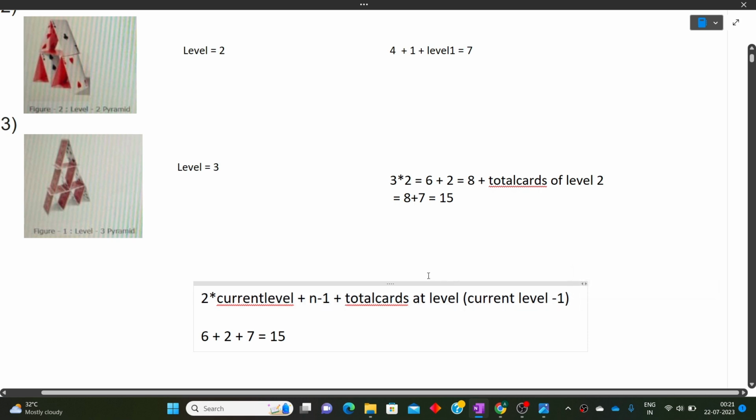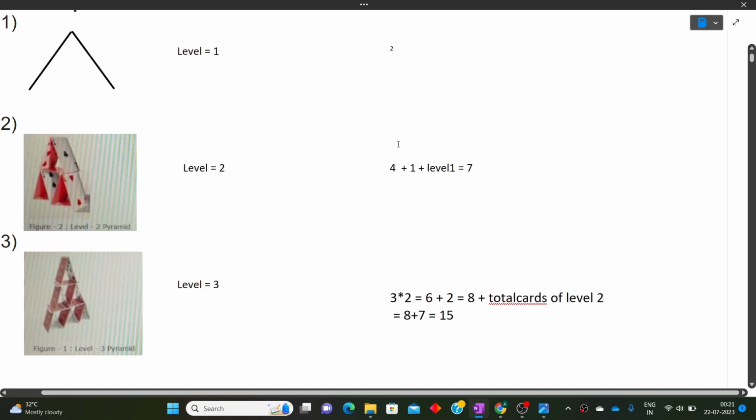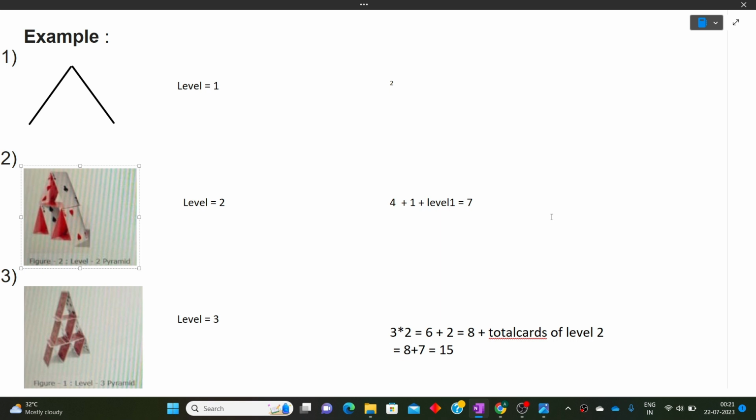Now see, in this equation the total cards at level current level minus 1 are also used. So therefore we will have to maintain, at every level, the total number of cards that have been used to form the pyramid of that level. So we will store this in an array. We will store the number of cards that are required for level 1, then level 2, and then level 3. So I hope now the approach is clear to you. If you still have doubts, let's quickly move towards the coding part. The things will become more clear once you see the code. So let's now move towards the coding part.